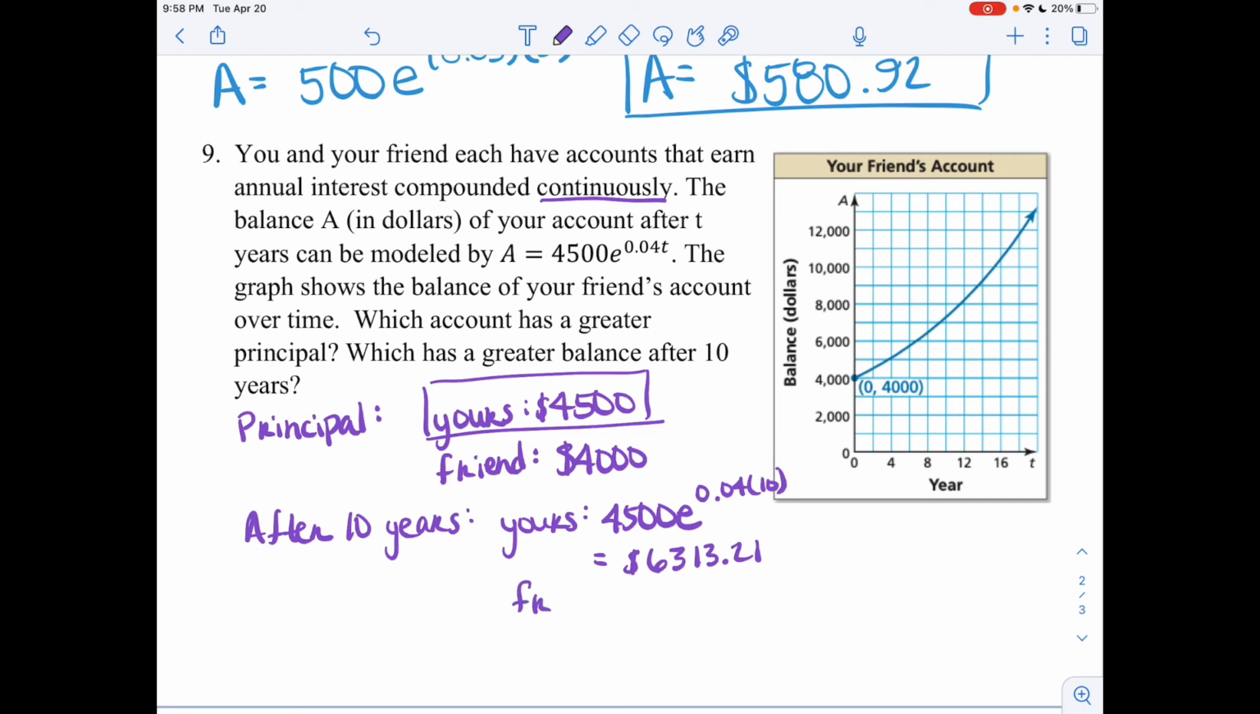Now, let's figure out what your friend has. And so at 10 years, we want to come over here to 10 and then go up till we reach our graph, and it's a little over 7,000. I'm going to call it somewhere about $7,200. Even if we'd said it was exactly 7,000, but I can tell it's a little higher, your friend has a greater amount at the end of 10 years.